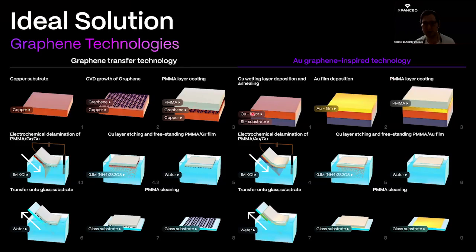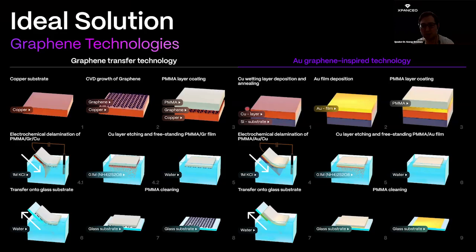In a graphene transfer technology, we have chemically grown graphene on the copper, then we cover the structure with a protective polymer layer. Then, using electrochemistry or chemical dissolution, we can remove the copper from the graphene, and then clean our samples and transfer them onto the desired substrate. And actually, we can apply the same technique for the gold.